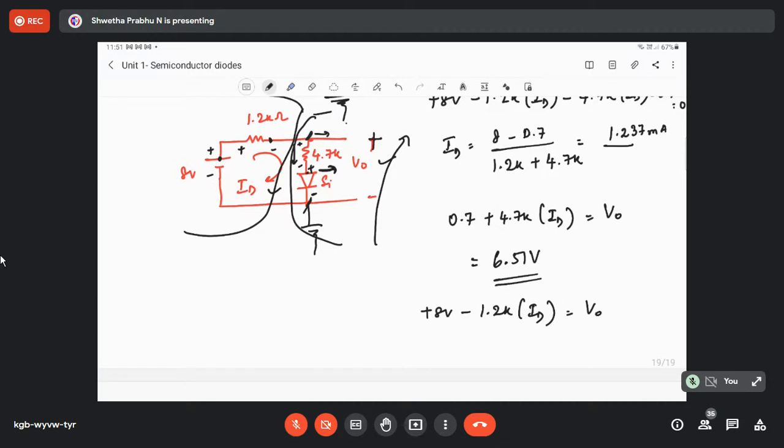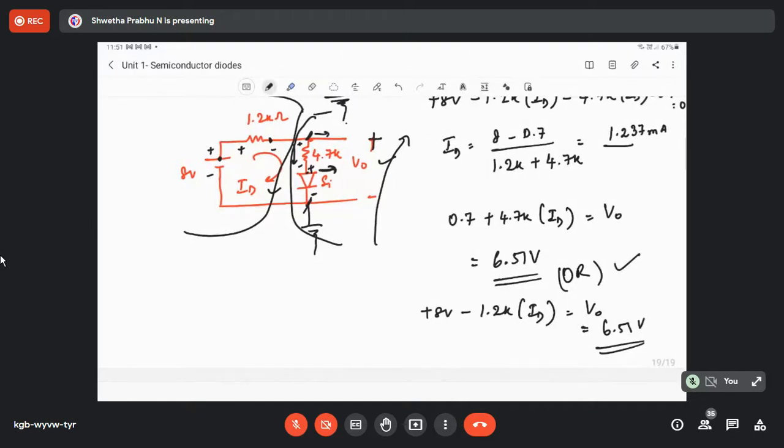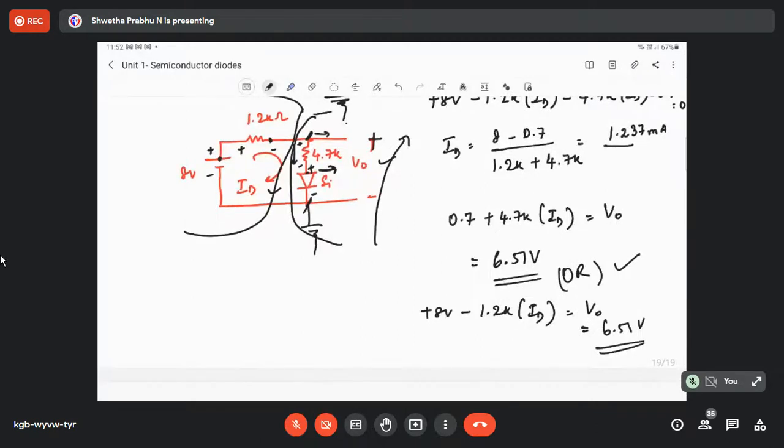6.51 volts. You are getting the same value, right? Even this is 6.51 volts. Either this or this, it is your choice. However you want, you can apply. Did you understand? First, we'll take a few more numericals of this type so that you'll not have any confusion.